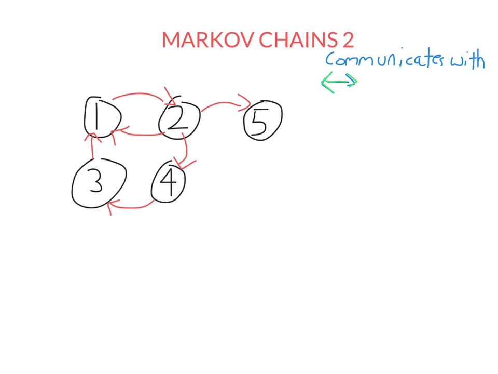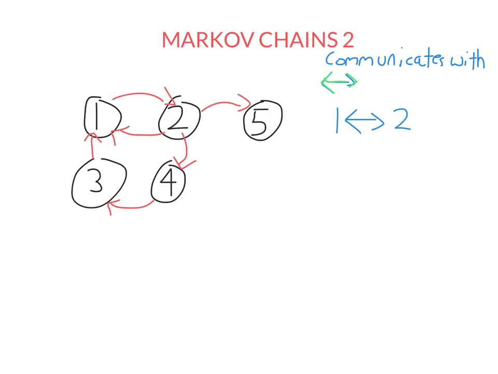So we say that 2 states communicate with each other if either one can be reached from the other in a finite number of steps. So let's look at our Markov chain and see which states communicate with each other. So clearly 1 and 2 communicate with each other. You can get from one of those states to the other in one step.